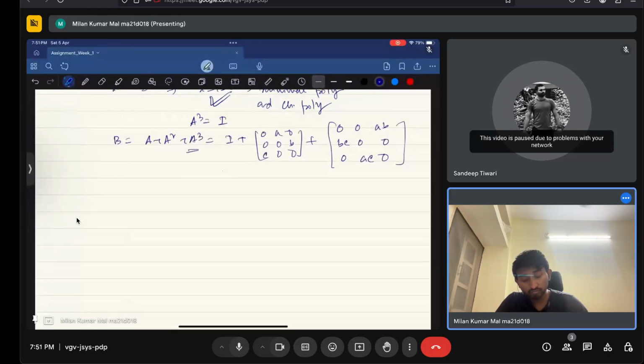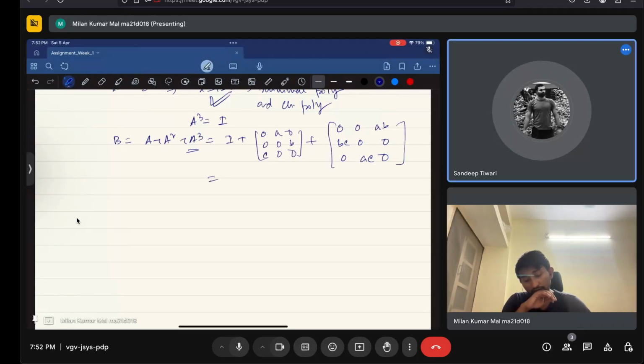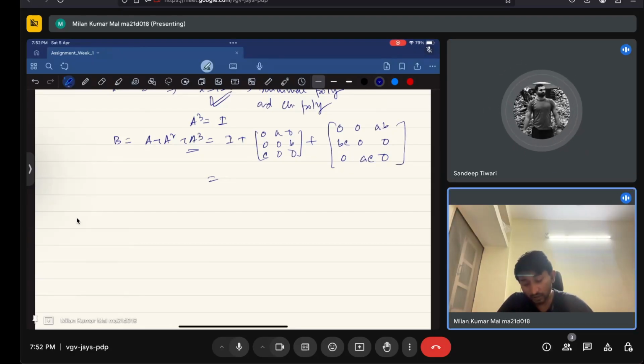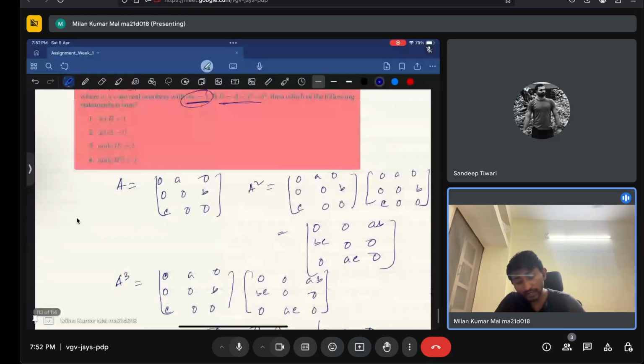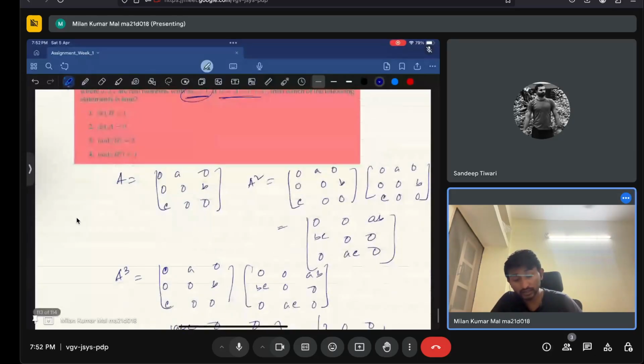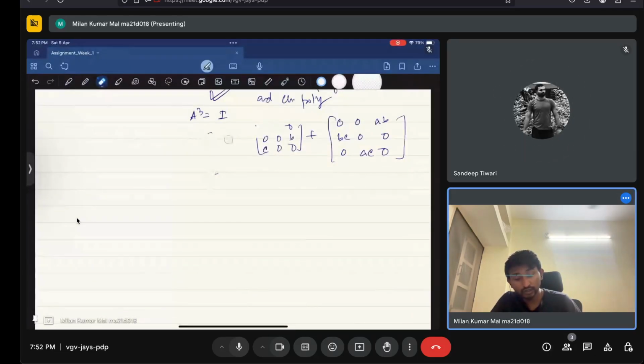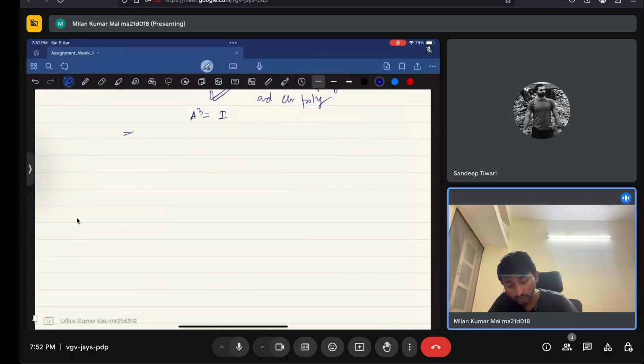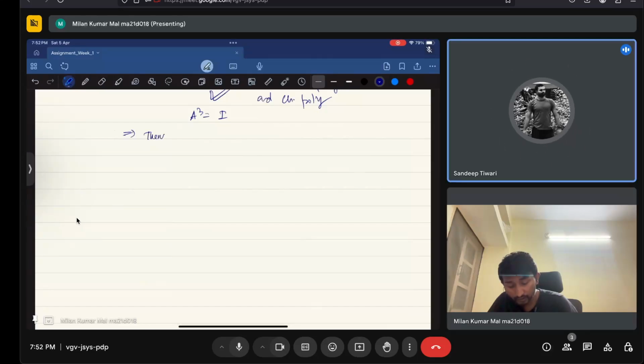To find the determinant of B, we have to find the eigenvalues and the rank of B. What are the eigenvalues? We don't need to go into anything else. So ABC plus ABC square plus ABC cube.